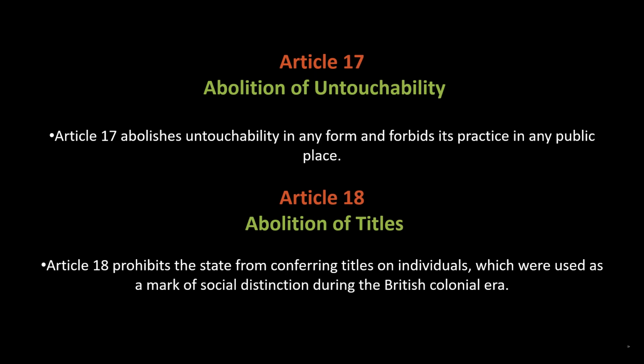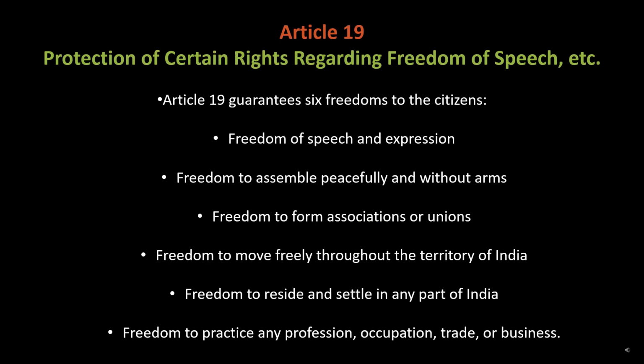Article 17. Abolition of untouchability. Article 17 abolishes untouchability in any form and forbids its practice in any public place. Article 18. Abolition of titles. Article 18 prohibits the state from conferring titles on individuals, which were used as a mark of social distinction during the British colonial era. Article 19. Protection of certain rights regarding freedom of speech, etc.